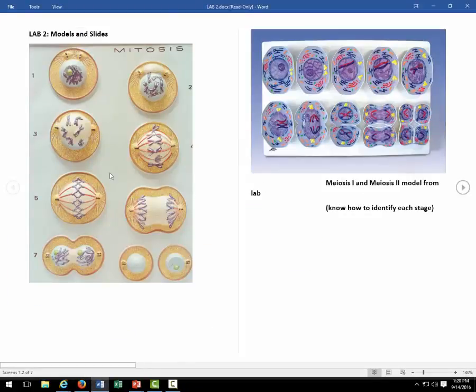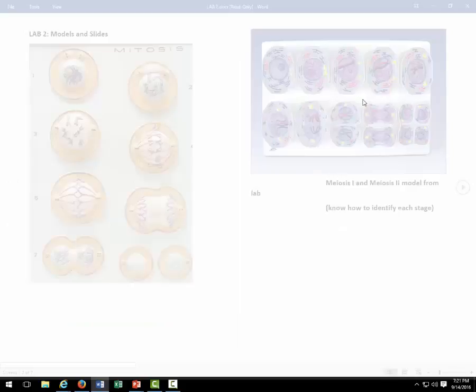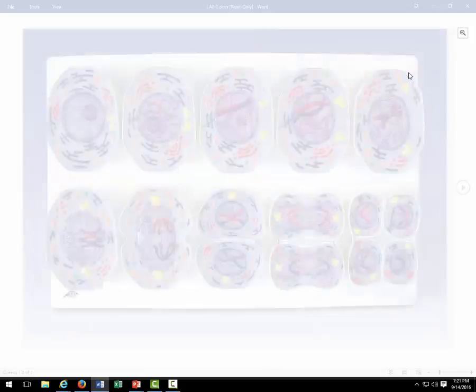So here's the model we have in lab of mitosis. What would this phase be here? Interphase, right? Because we can see a nucleolus, a nuclear membrane. 2 and 3 are prophase. 4 is metaphase. 5 is metaphase. 6 is anaphase. They're being pulled apart. And 7 would be telophase. Cytokinesis is occurring, and at the end, we're done. So that's mitosis.